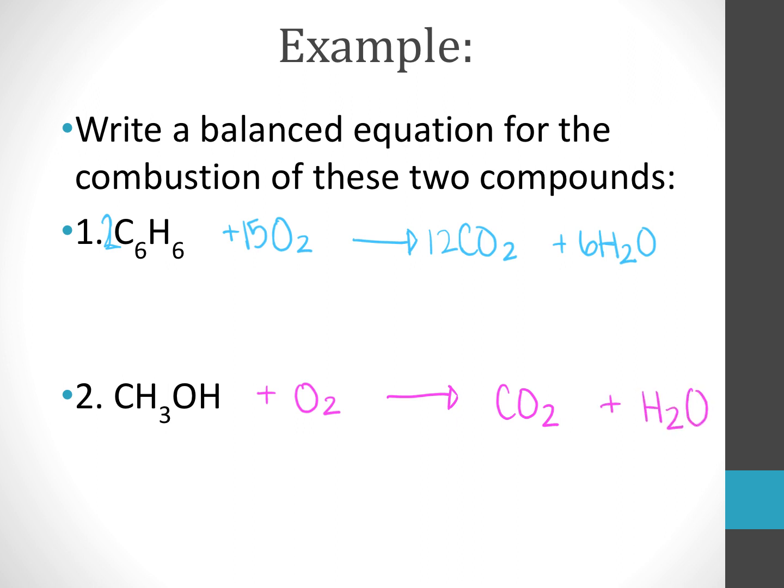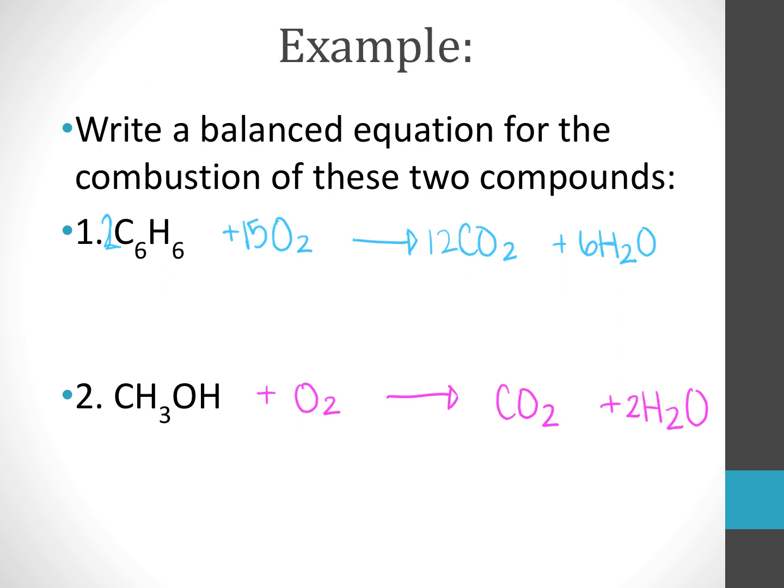And then now our last step is going to be to balance. So I have 1 carbon, 1 carbon. I have 3 plus 1, which is 4 hydrogens. So I'm going to try a 2 over here to make it 4 hydrogens. And then for oxygens, I have 2 plus 2, which is 4. And on the left side, I have 2 and 1, which is 3.